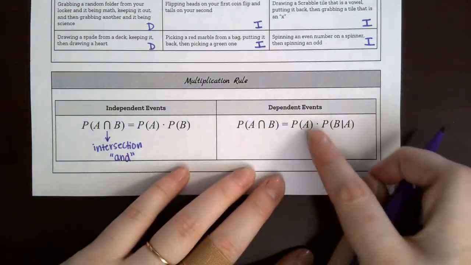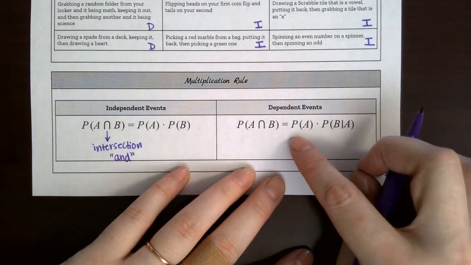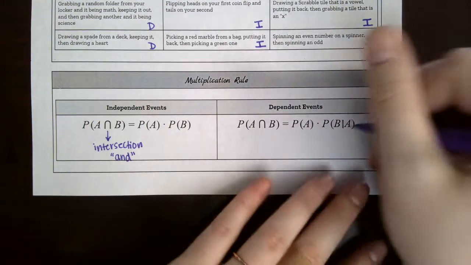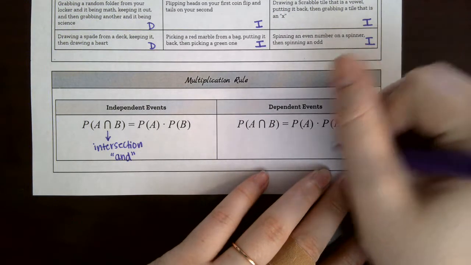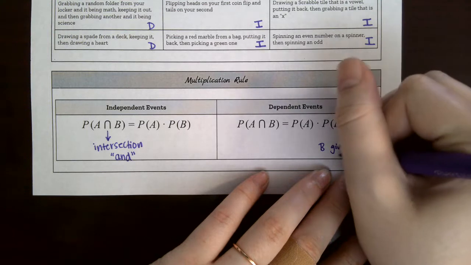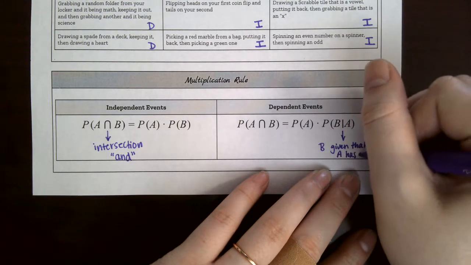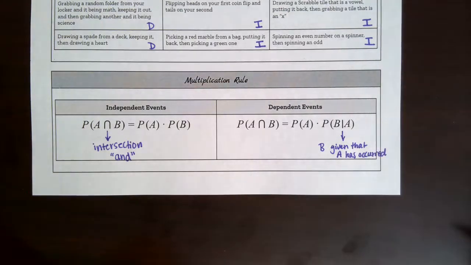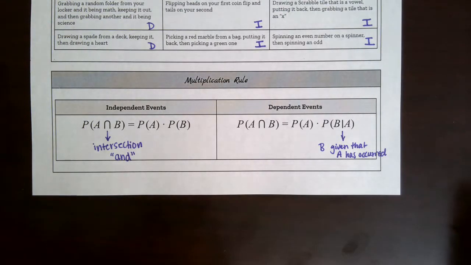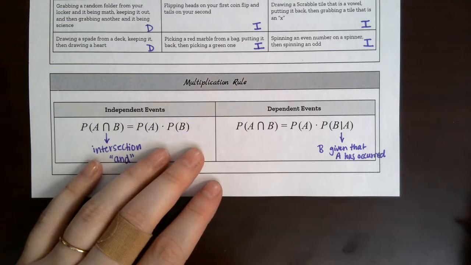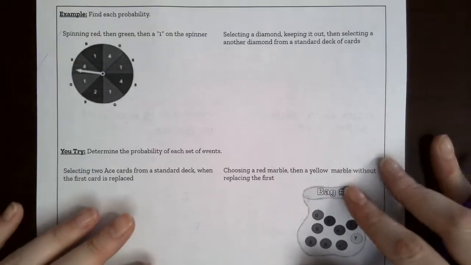Now, similar equation for dependent, except instead of multiplying your probability of A times your probability of B, you're going to do the probability of B given that A has occurred. So like A has already happened. We want to find the probability of B given A, which we did in our last learning target. So let's look at an example of this kind of probability. We have some examples on the back.